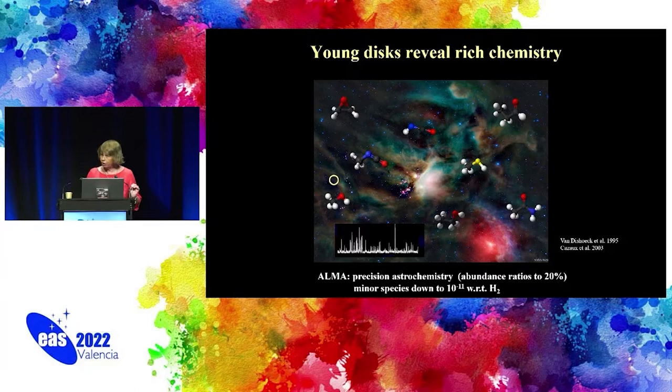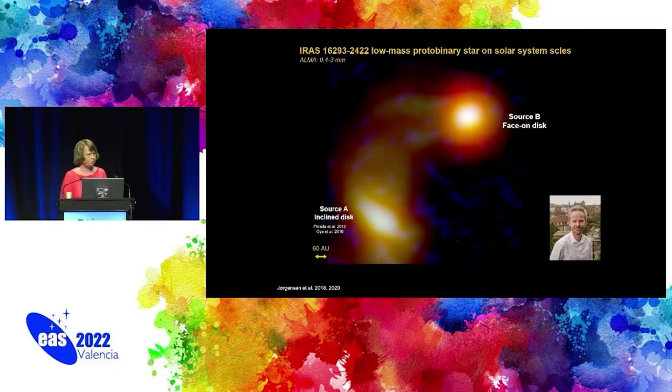And also an incredible sensitivity. We see species down to about 10 to the minus 11 with respect to H2. So again, we have a huge dynamic range actually to work with. Now this source was studied for the first time on solar system scales in the so-called PILS survey that was led by Jes Jørgensen from Copenhagen.